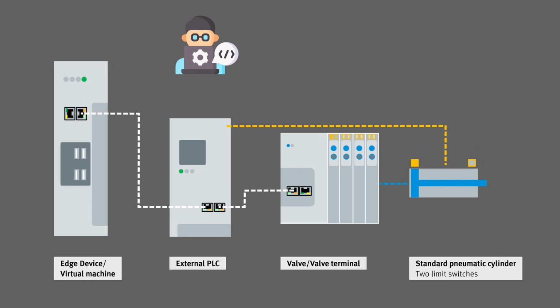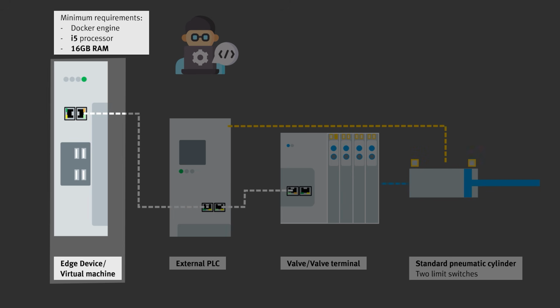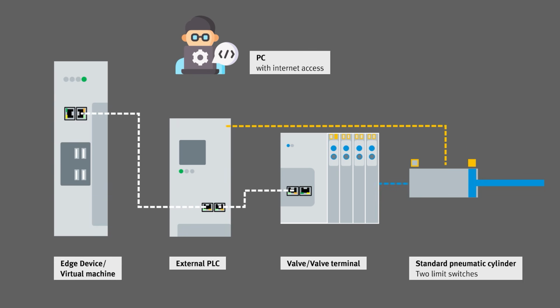AX MIP will be run on an edge device or virtual machine. A Docker engine with i5 processor and 16 GB RAM is the minimum requirements for virtual machine. To configure everything you need a PC with internet access.